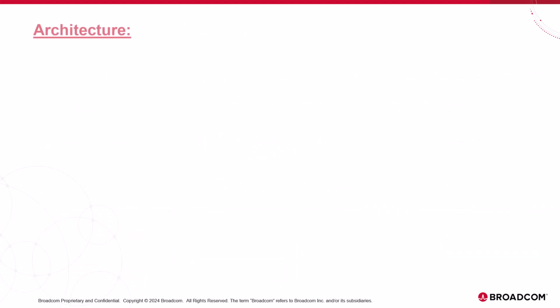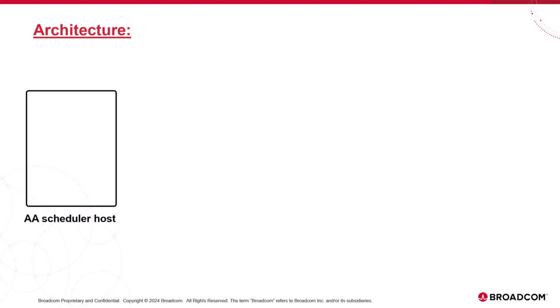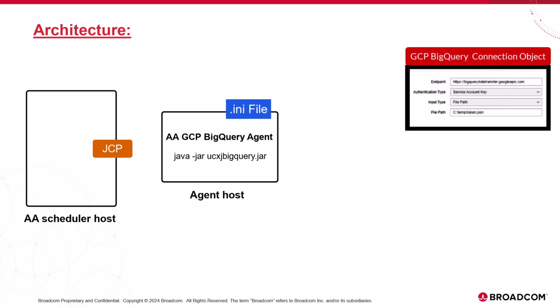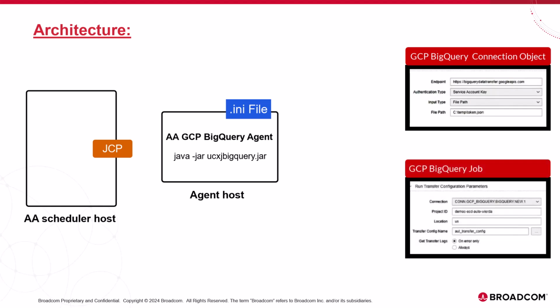A conventional architecture involves two systems, the Automic Automation host and a dedicated system for the agent. The agent is configured with a simple INI file containing standard values: system, agent name, connection, and TLS. When we start the agent, it connects to the engine and it adds two new objects to the repository: a connection object to store the GCP BigQuery endpoint and login data, and a job template designed to trigger run transfer configuration jobs.